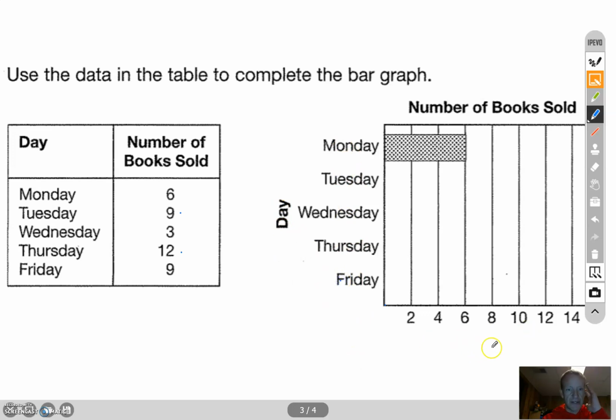And obviously down here would be the number of books sold. Okay? So use your data that is already there, and then just recreate your bar graph here. Alright, so let's do Tuesday.